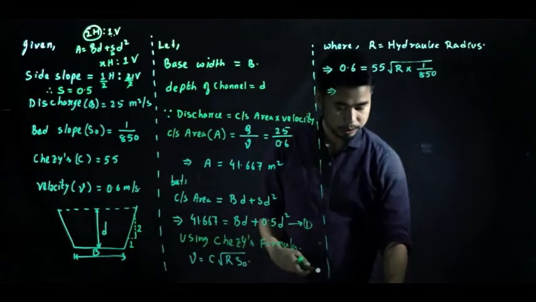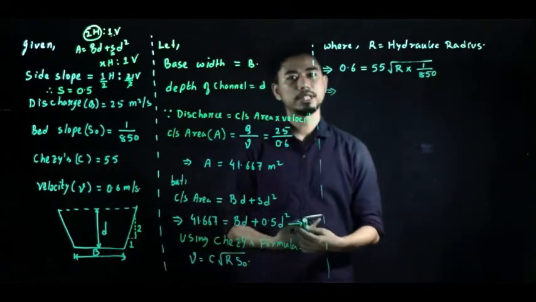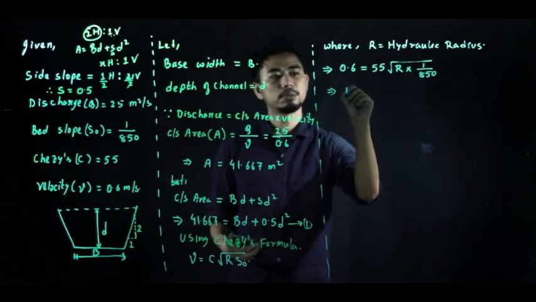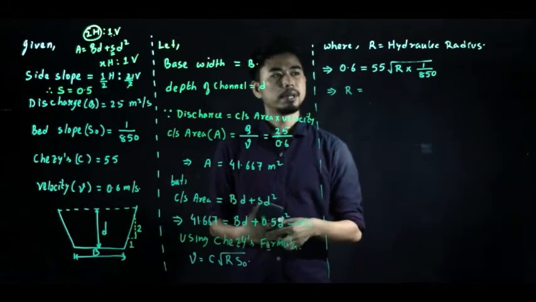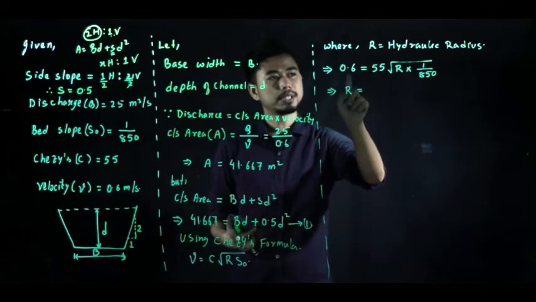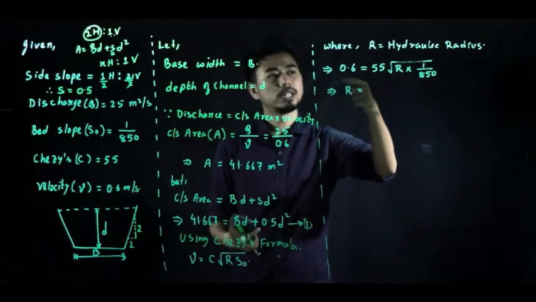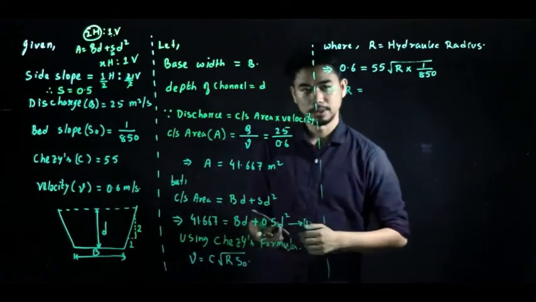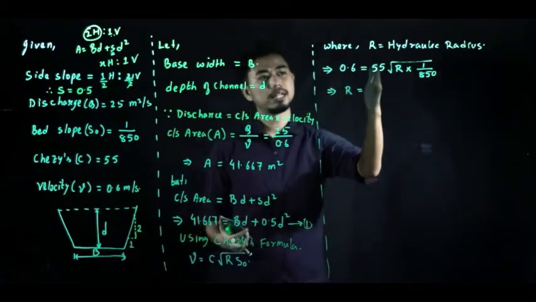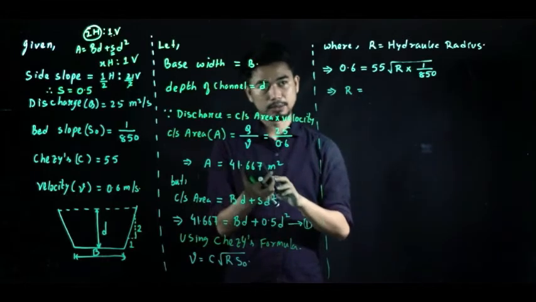Either you can directly use your scientific calculator by using the shift solve function to find out the value of R, or you can solve it manually. Manually means you will have to bring this 55 to this side, then make the square. Once you make the square, bring the 1 by 850 to the other side. So that way also you can solve it, okay? Anyway, you just solve and find out the value of R. It's just a mathematical equation.